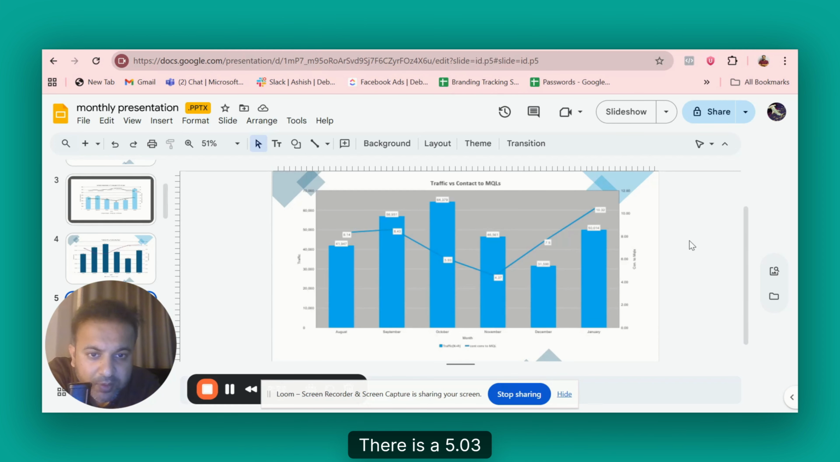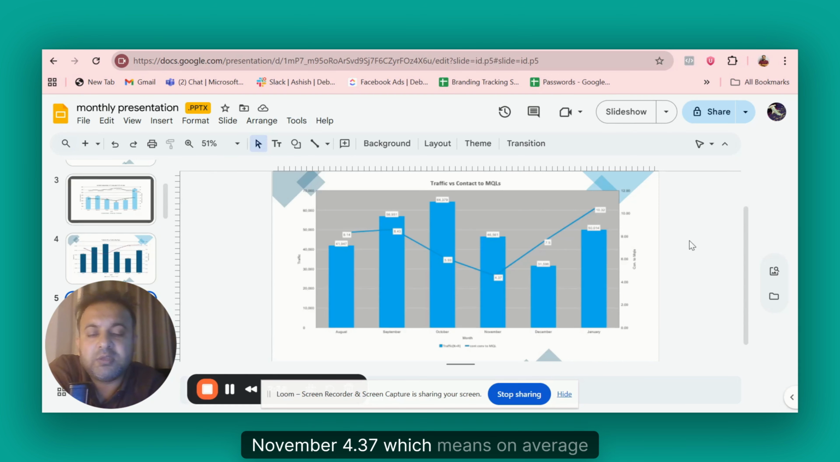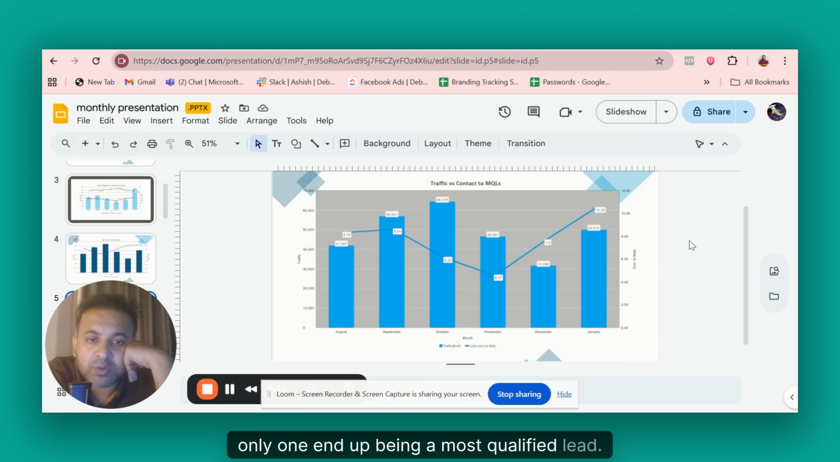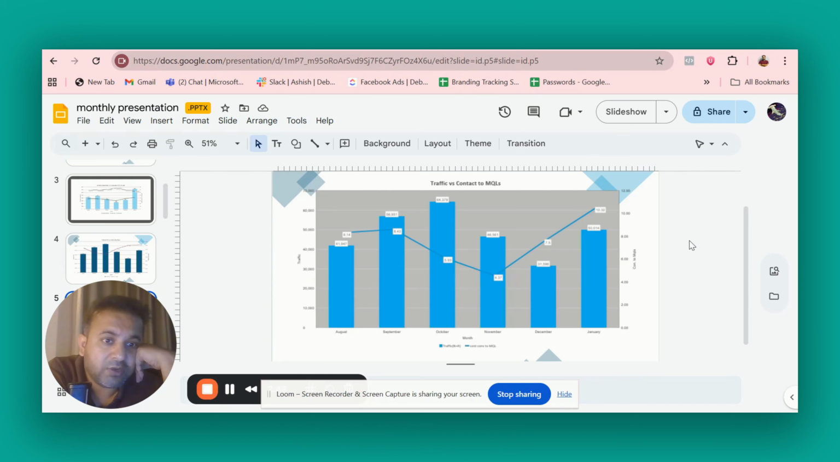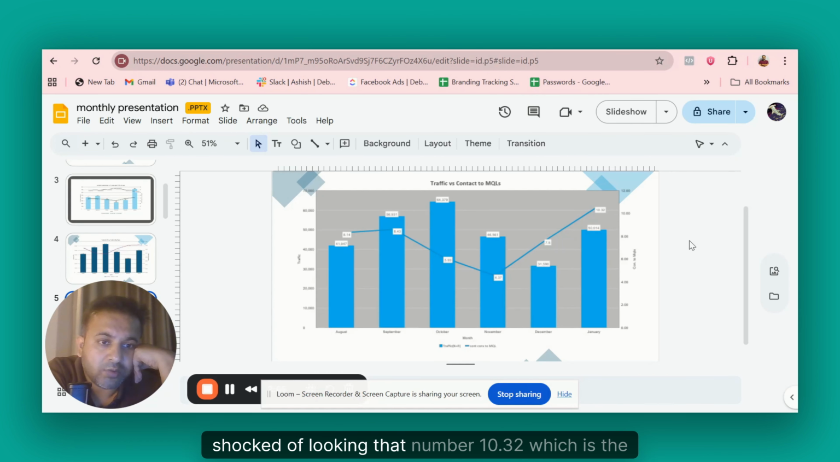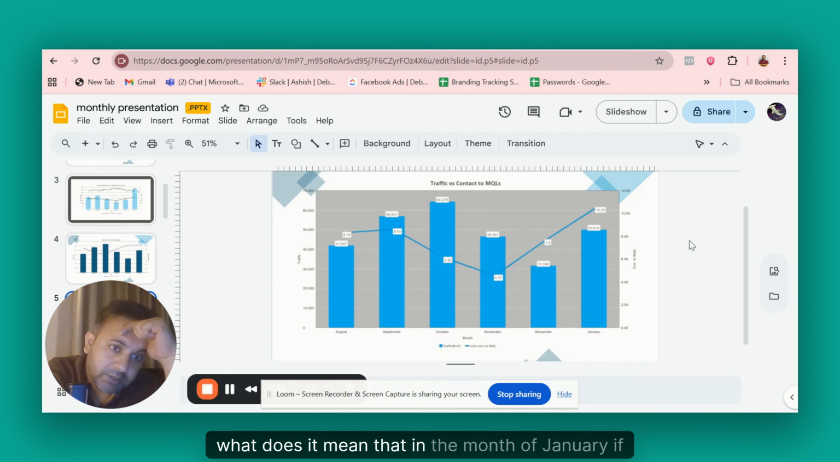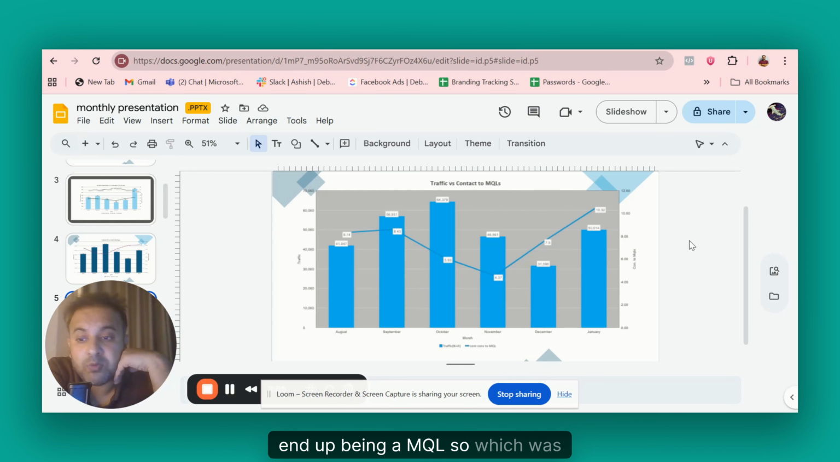There's a 5.03 ratio in October and 4.37 in November, which means on average about 5 people go to the contact URL and only one ends up being a marketing qualified lead. But on the right-hand side of this graph, in January, you will be shocked to see 10.32, the ratio of contact to MQL. What does it mean? In January, if 10 people went to the contact URL, only one ended up being an MQL, which was high.